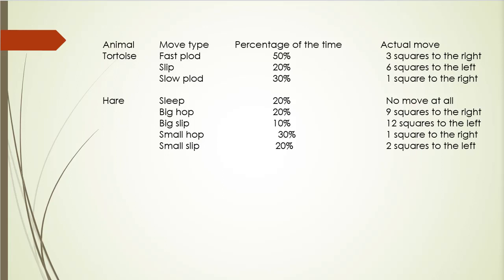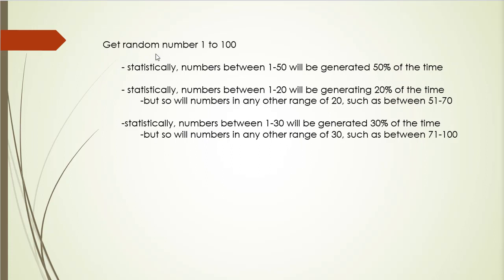So how are we going to calculate the percentages? Well, let's take the turtle again. We will simply generate a random number between 1 and 100. And we will check if the number is between 1 and 50, because statistically, numbers between 1 and 50 will be generated 50% of the time. If you think about it, any number between 1 and 100 has a 1% chance that it will be generated. So a range of numbers will have a percentage chance equal to the size of the range. So between 1 and 50, it's 50%. Between 1 and 60, it would be 60%, and so forth.